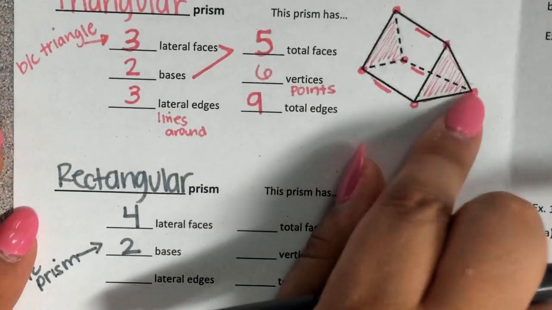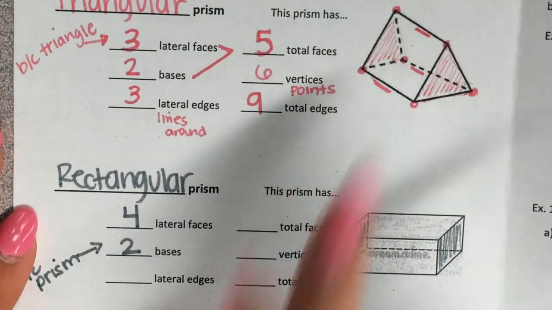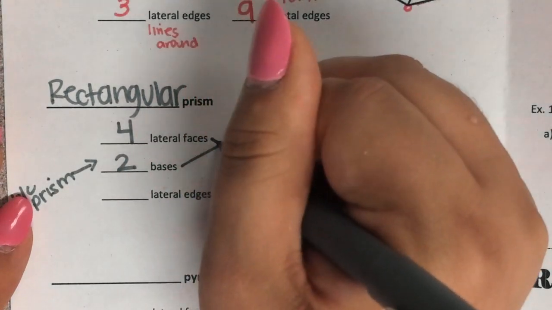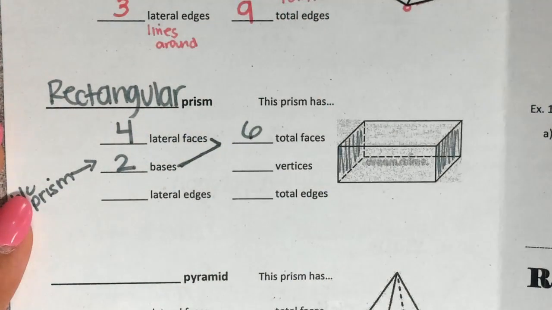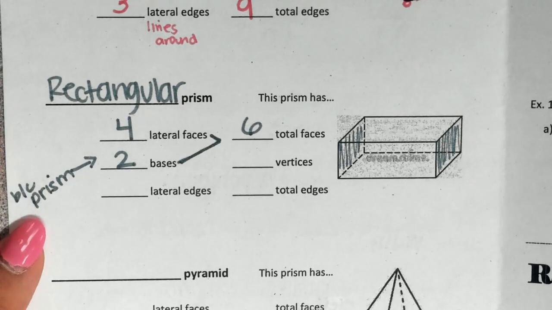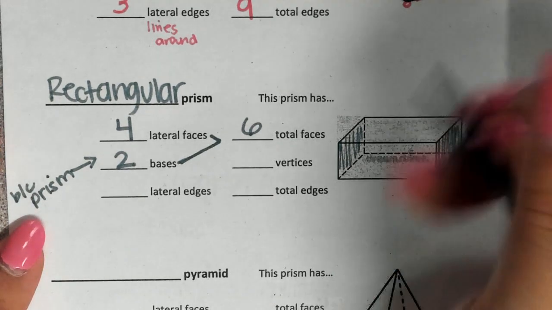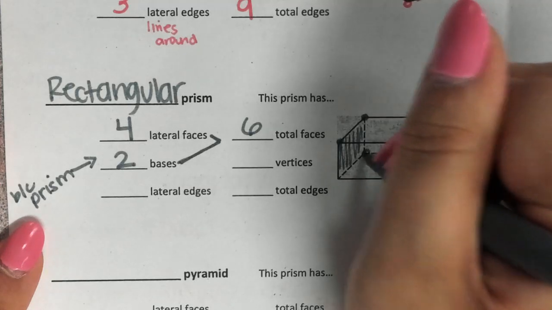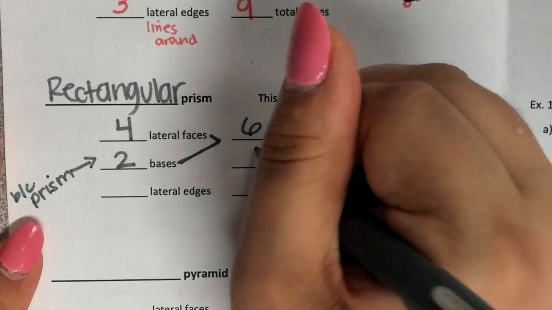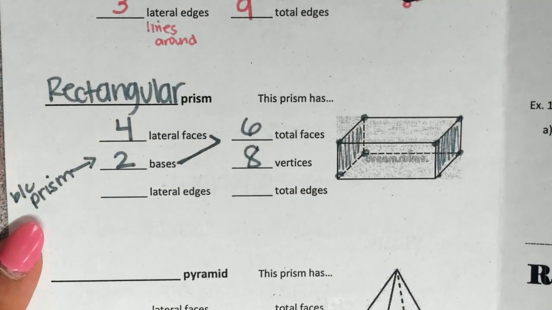Over here, this is a triangle, so how many lateral faces were there? 3. So how many total faces are there? 6. How many vertices? How many points? Let me see. 1, 2, 3, 4, 7, 8. Yeah. Just add the vertices of your 2 bases.